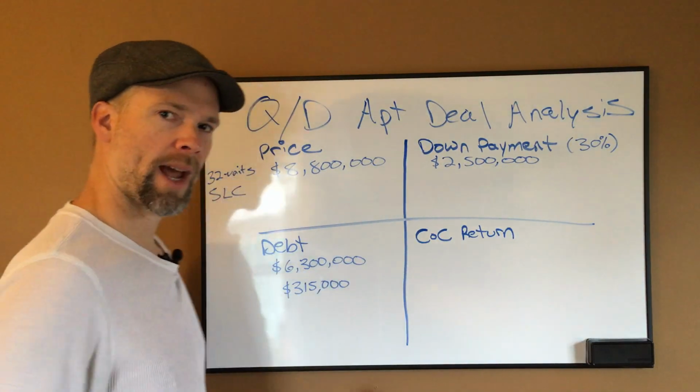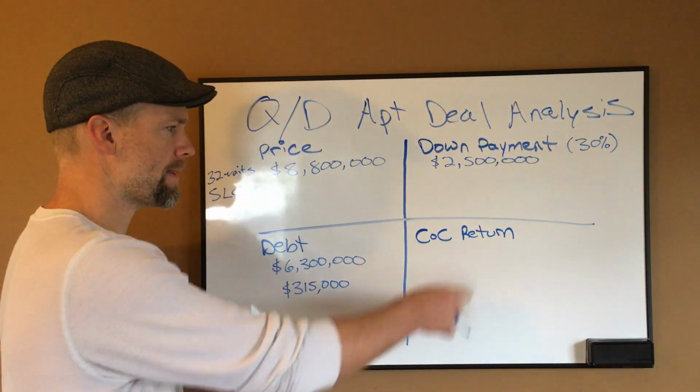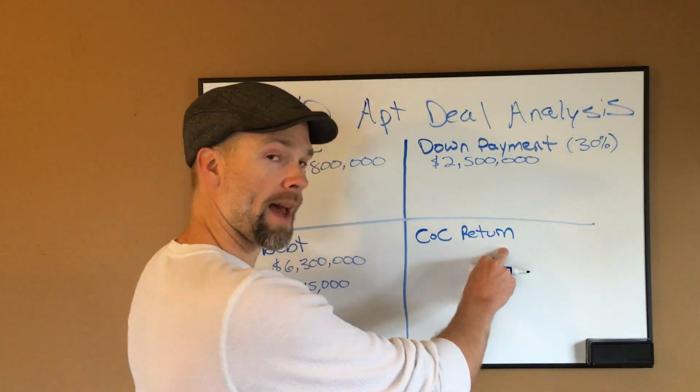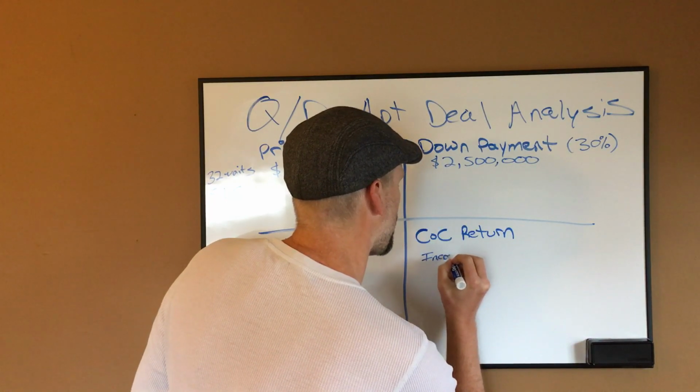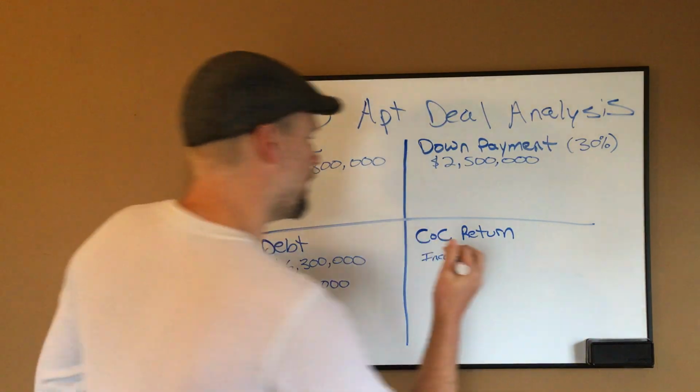So this is cash on cash return. This is the box that we really need to nail down. This is the most important box. So how do I calculate cash on cash return? Income. So what's the income? We have 32 units.